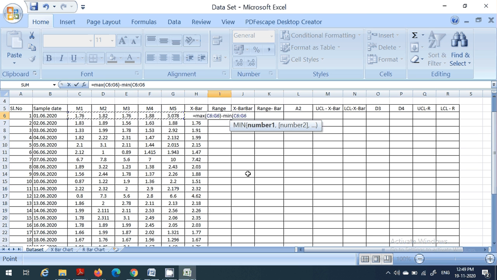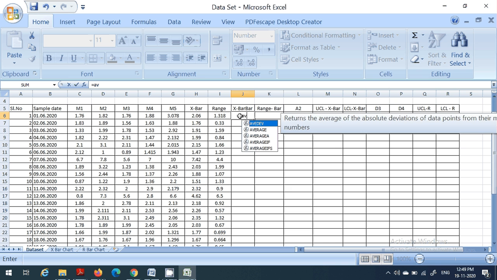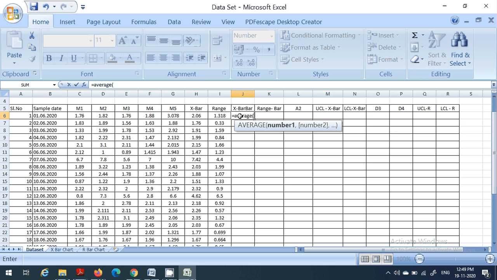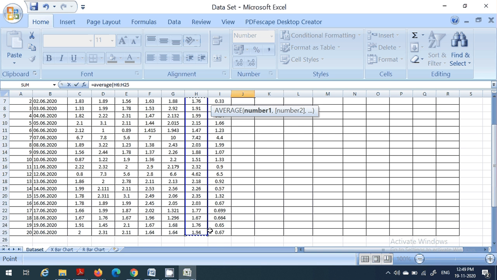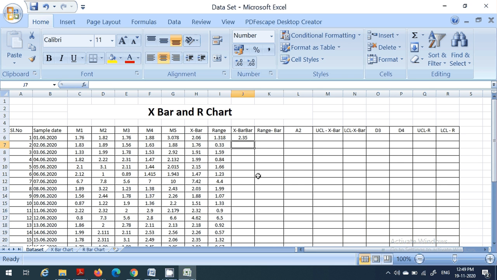So the same date has to be taken. So this is the range, and this has to be calculated for all the days, right? So move on to the next one, which is X double bar. X double bar is nothing but the average of averages. So the average of this X bar is nothing but the average of each individual date. I need to take the average of this whole data set, right? So the average has been taken, right? So 2.35 is the average of the whole X bar, right?